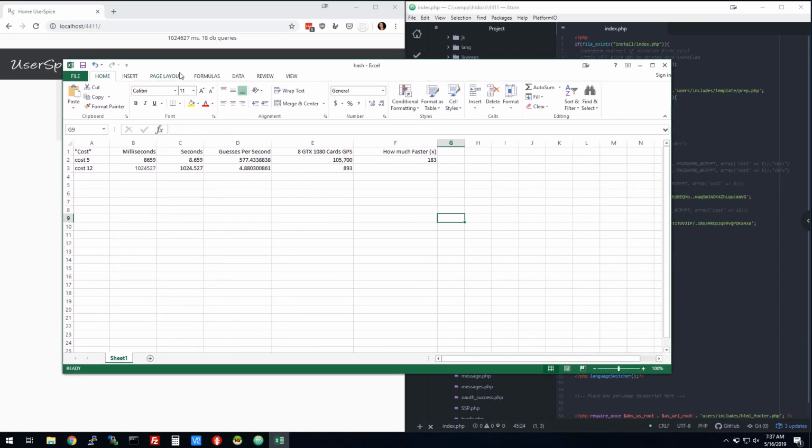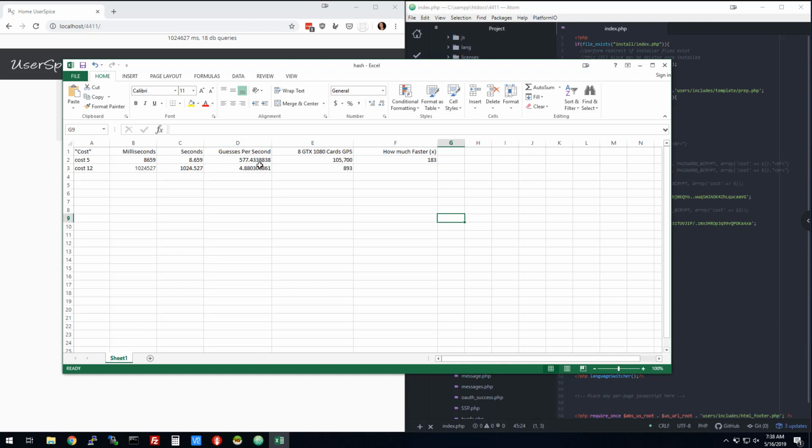So to look at our chart here, we had a cost of 5 that took 8,600 milliseconds, which is 8.659 seconds, which means that it was able to, at a cost of 5, do 577 guesses per second. We're going to ignore this part for a second. And then at a cost of 12, it was able to do 4.88 guesses per second, which is just insane how much slower that is.